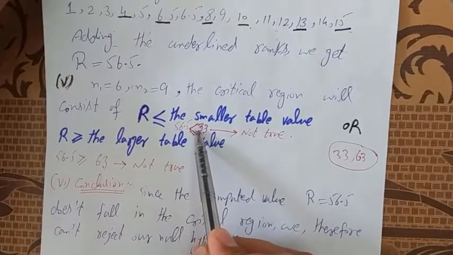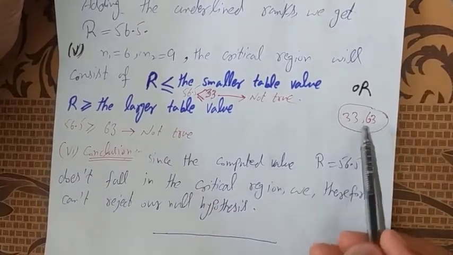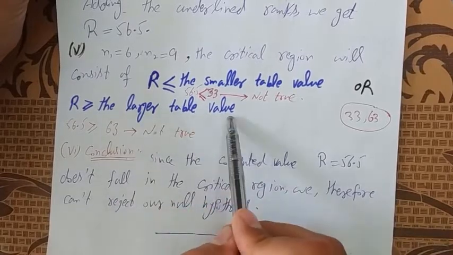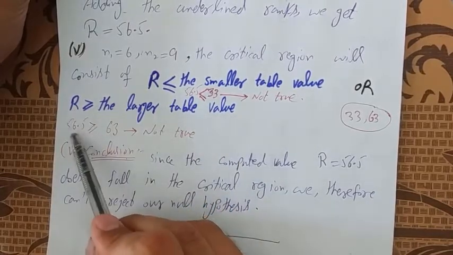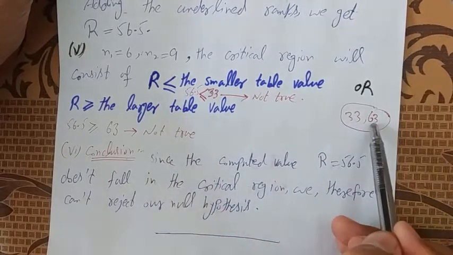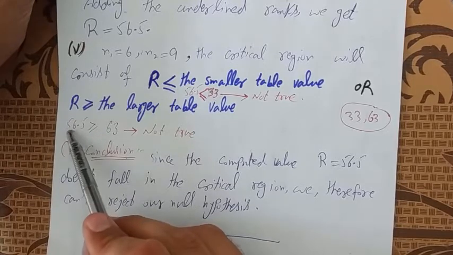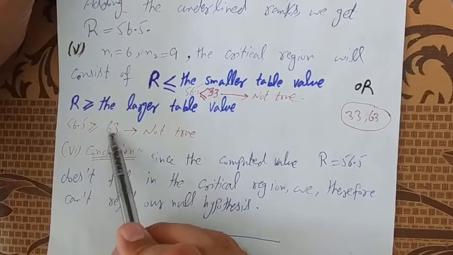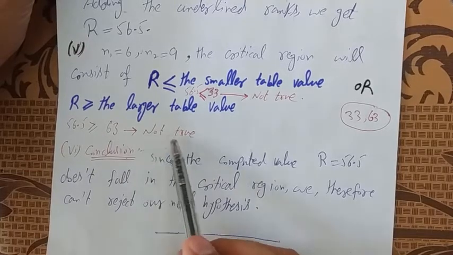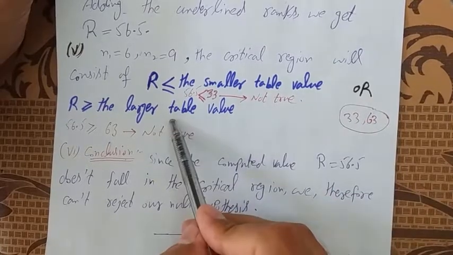Okay, and secondly, you have to check whether capital R is greater than or equal to the large table value. Capital R is 56.5 and the large table value is 63. Let's check whether 56.5 is greater than or equal to 63. Is this true or not? Not true, students. Okay, these two conditions do not hold. Either you check this or check this.